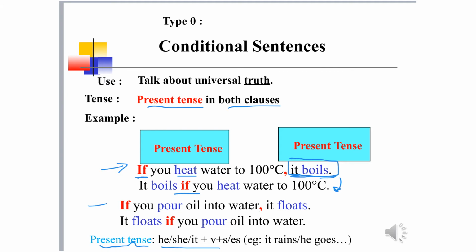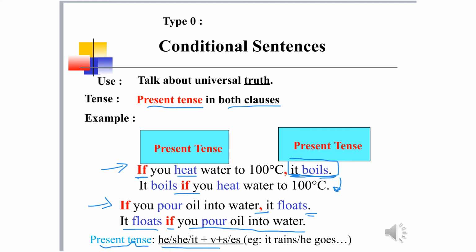More examples. If you pour oil into water, comma, it flows, full stop. Another way of saying it is to put it the other way around, using the main clause as the beginning of the sentence: it flows if you pour oil into water. So this is another way of saying the same thing with the same meaning, except the punctuation and the capital letters are different. So please pay attention to that.